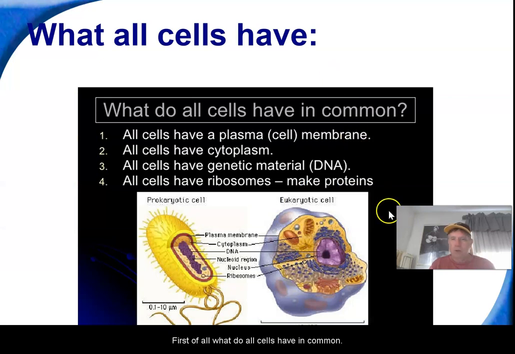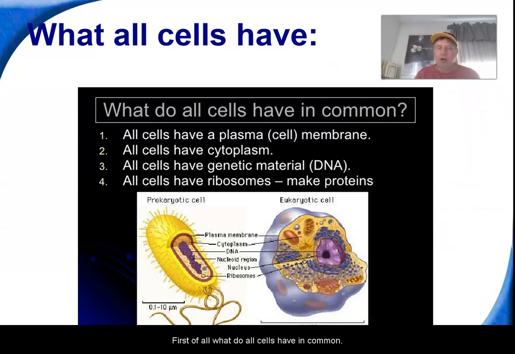First of all, what do all cells have in common? All cells have a plasma membrane, or it can be called a cell membrane. So if you look over here at the prokaryotic cell, this outside is the cell membrane, or the plasma membrane. Same here at the eukaryotic cell, cell membrane. Remember, this is a eukaryotic cell because it has a nucleus. This is a prokaryotic cell because the DNA is just floating around in the cytoplasm.